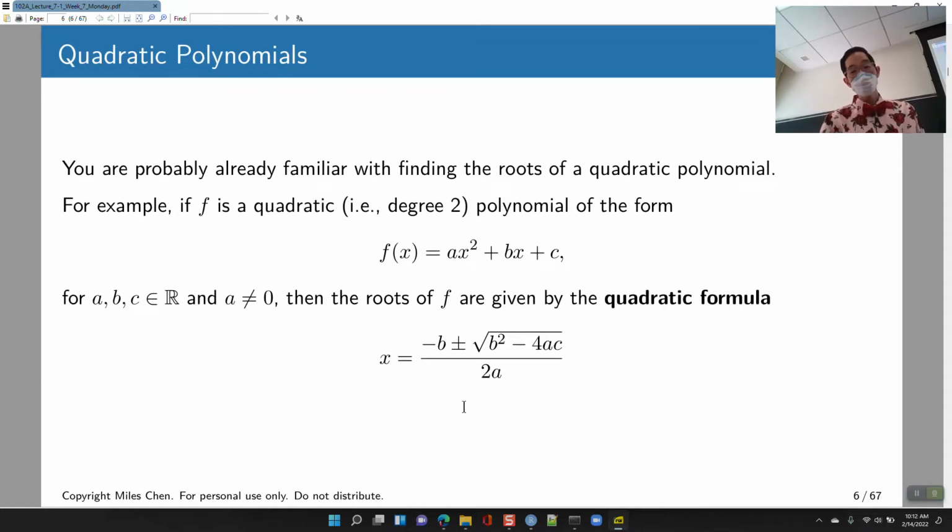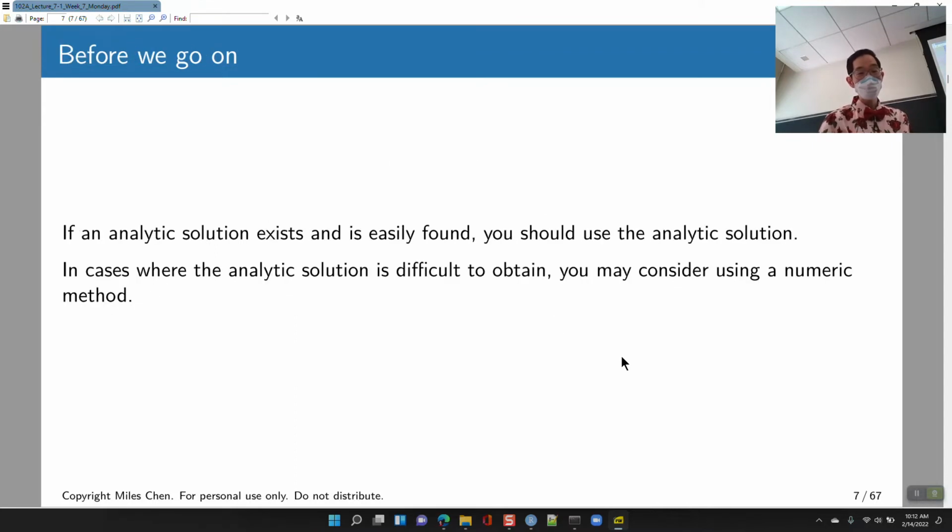So one simple method that you're probably familiar with for finding roots is the quadratic formula. You have a parabola and you want to get the roots of it. And you just plug in, okay, negative b plus or minus this, and this will give you the roots of a polynomial.